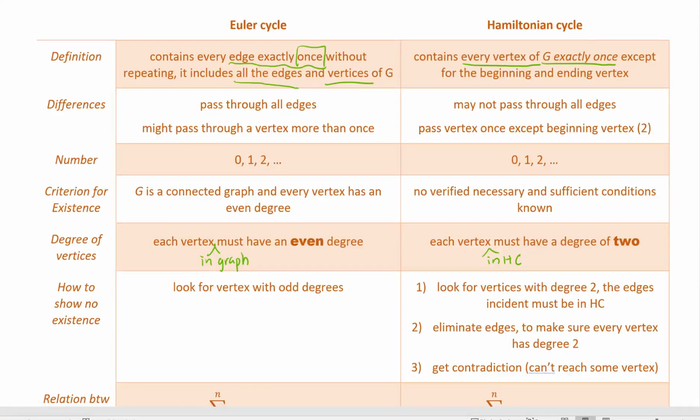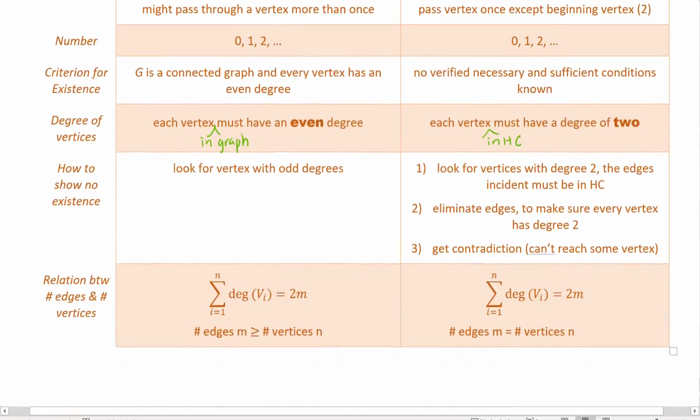If the vertices don't have a lot of edges, then we can look for a vertex with degree 2, and then the edges incident to it must be in the Hamiltonian cycle. Then we can extend, go to the next vertex, eliminate edges to make sure every vertex has degree 2, and then try to see whether we can get a contradiction. A contradiction means maybe you delete all the edges connecting a vertex, so we cannot reach that vertex. But for a Hamiltonian cycle, we have to pass through all the vertices.